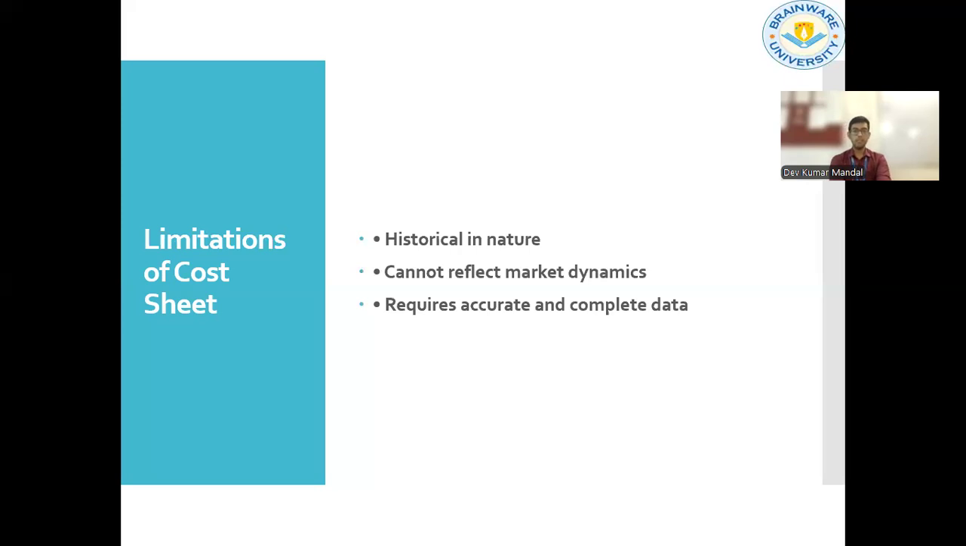Okay. So it is based on historical price. It does not reflect the current market dynamics because every day the cost changes. Sometimes it goes up, sometimes the price goes down. But since it is historical in nature, it cannot reflect the market dynamics and complete data.